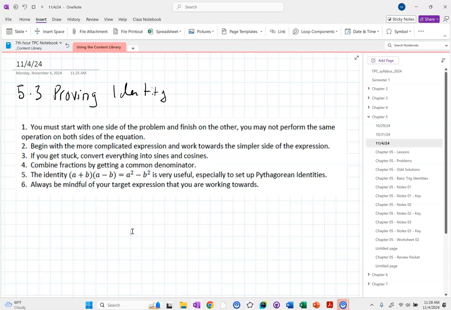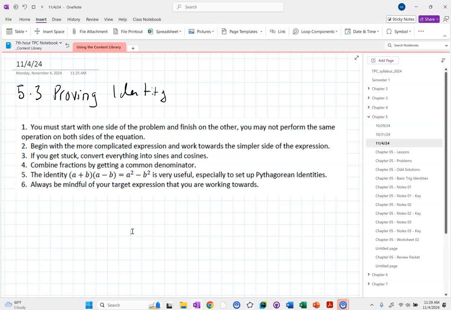Now, we'll see instances where maybe you choose not to do that. But I want to point out that regardless of the side you start with, all of these are possible from either side. They are true statements. You can start on one side and end with the other, regardless of which side you choose. In general, though, starting with the more complicated side is usually easier than starting with the simpler side.